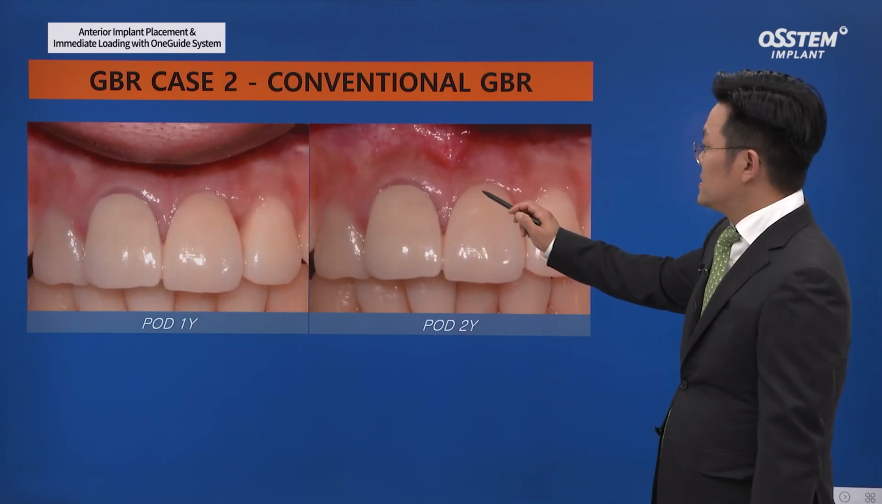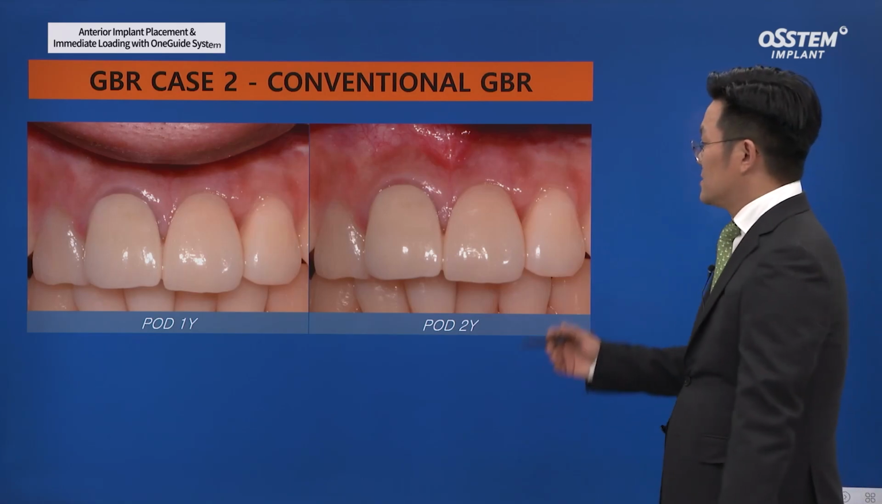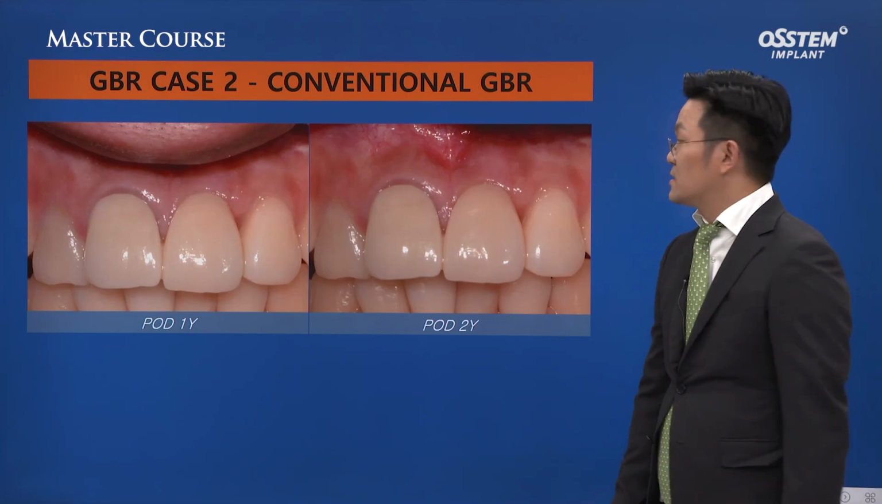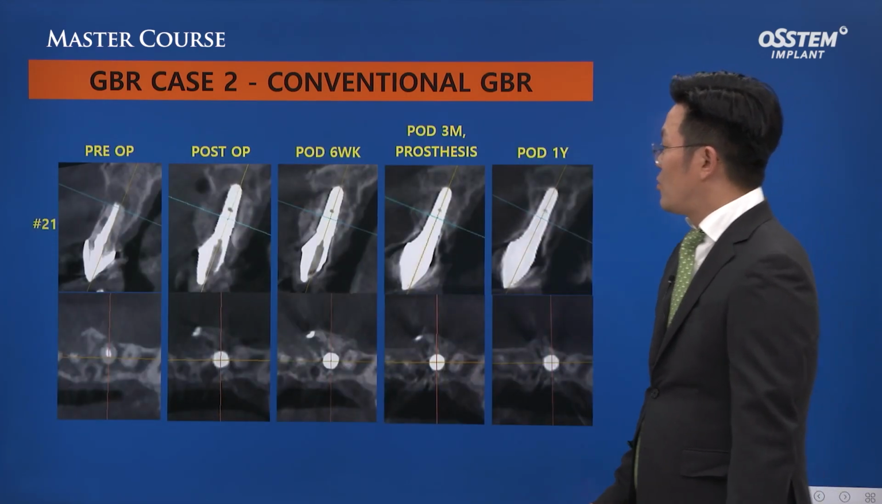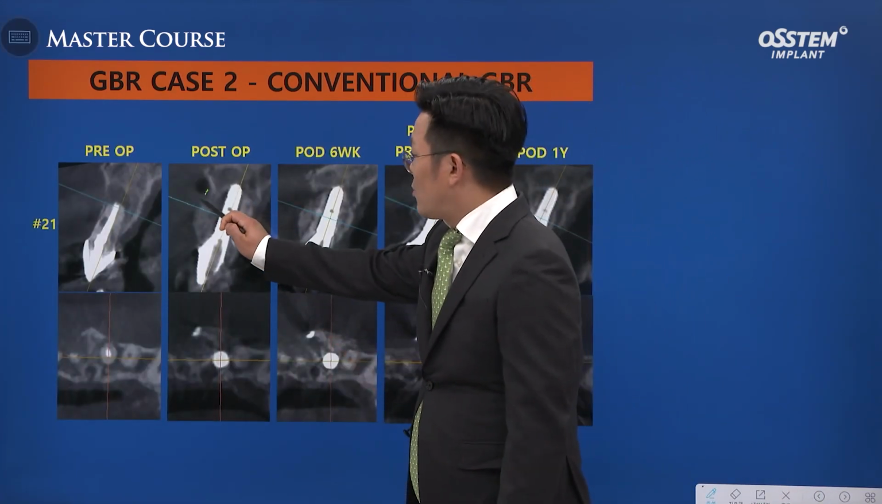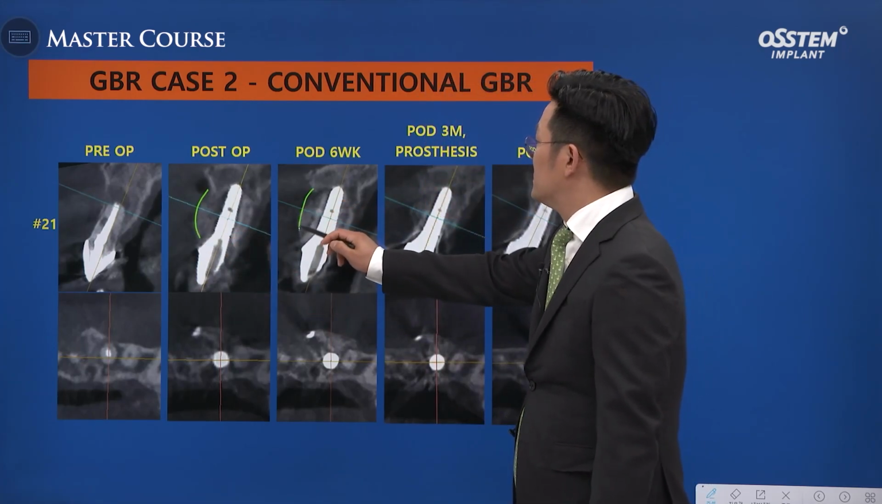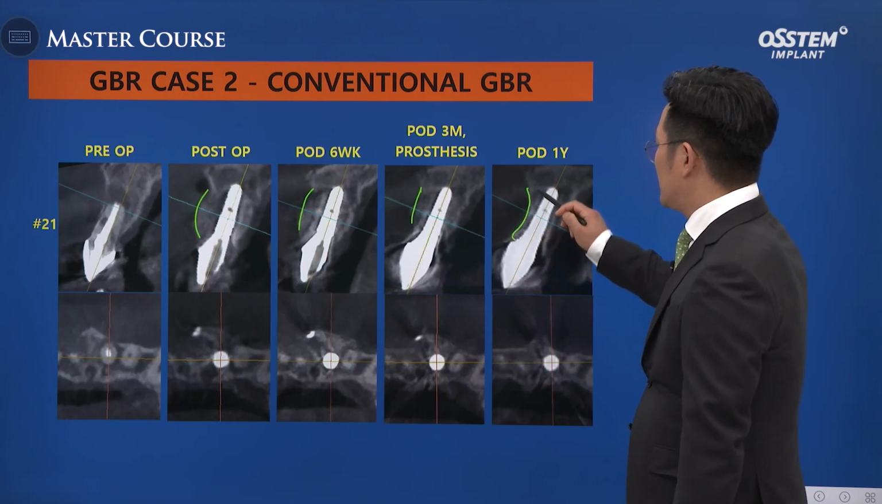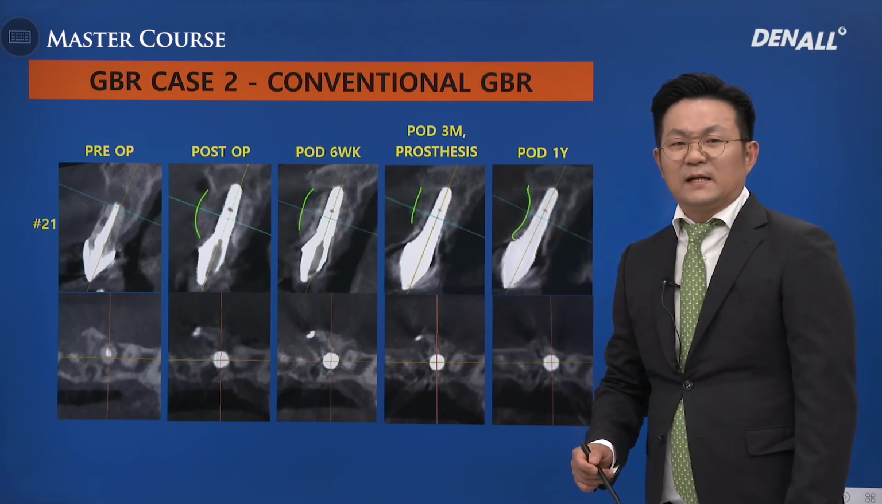CT shows that on the buccal side sufficient augmented volume exists, which I did, and of course it resorbed and remodeled, but still it remained after 1 year. So after that, I expect there will be less resorption on the PA side. The healing continued successfully and was maintained very well.